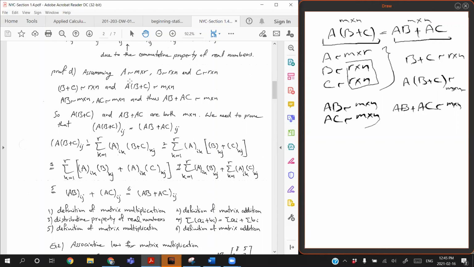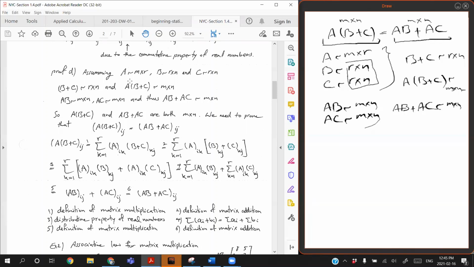So far we did step one. We proved that the left side and the right side are the same size. Are we good so far? No questions?